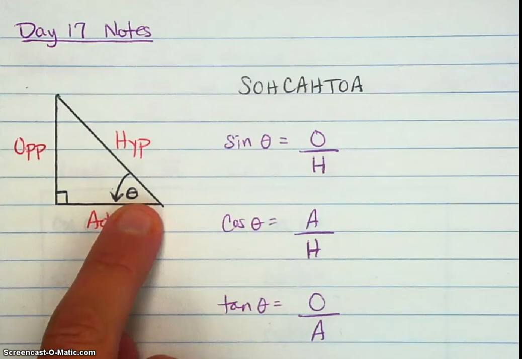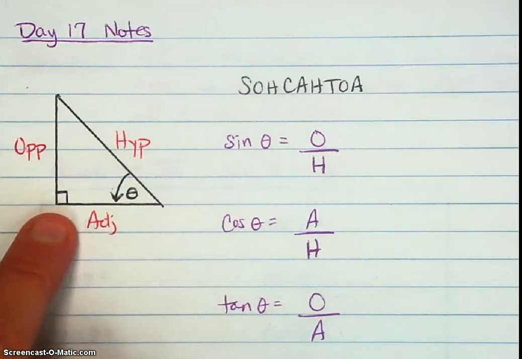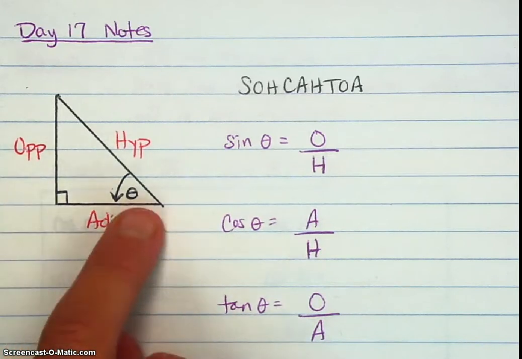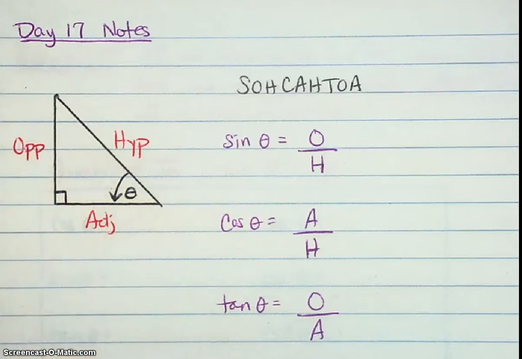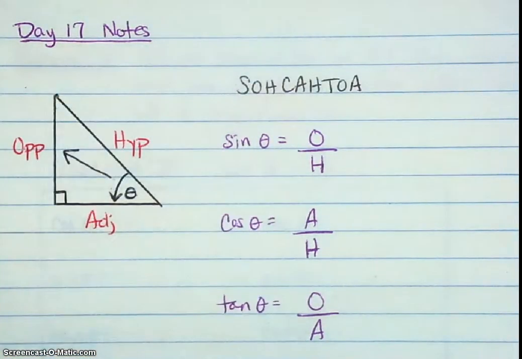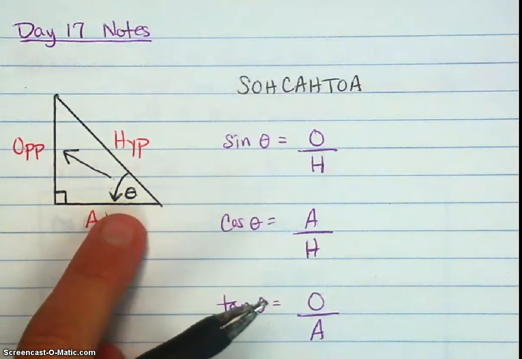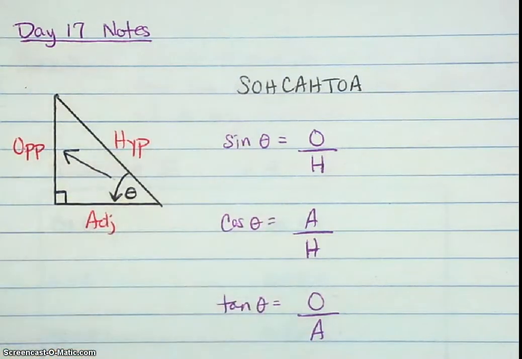theta angle is. And so based on this triangle that I have, and notice that it is a right triangle, we can only use SOHCAHTOA with right triangles. But based on where theta is, this is called the opposite side because it is opposite of my angle there. This is called the adjacent side because it is next to my angle. And then always opposite the right angle is called the hypotenuse.